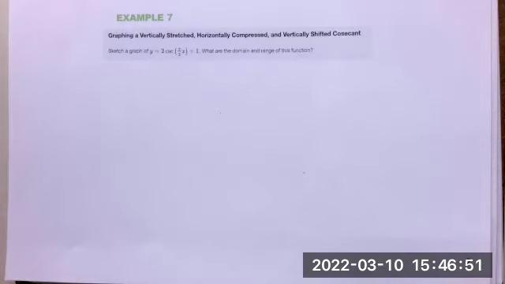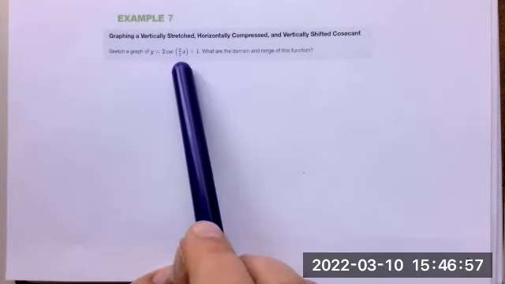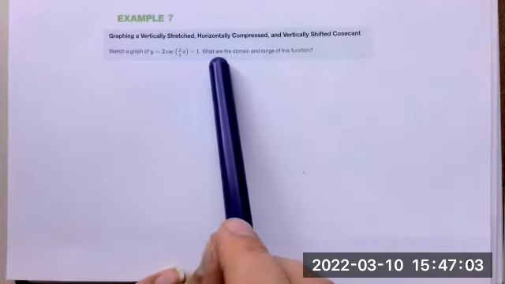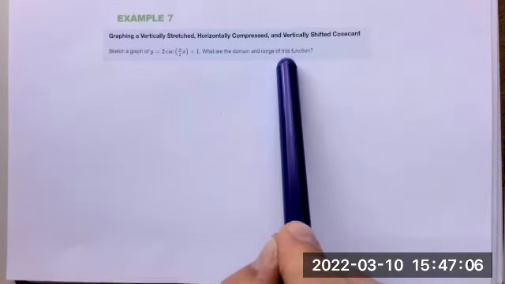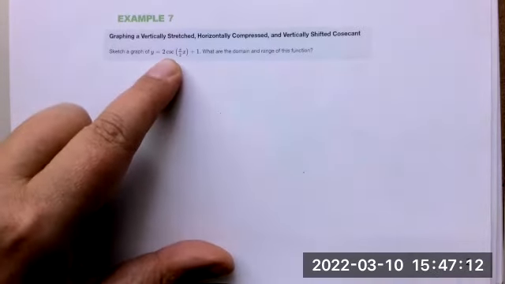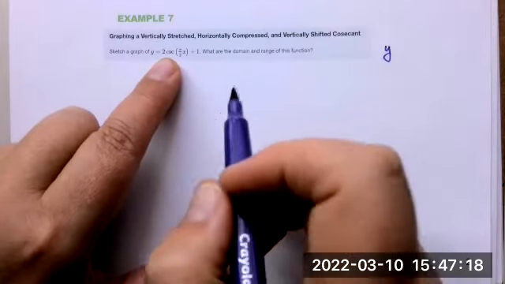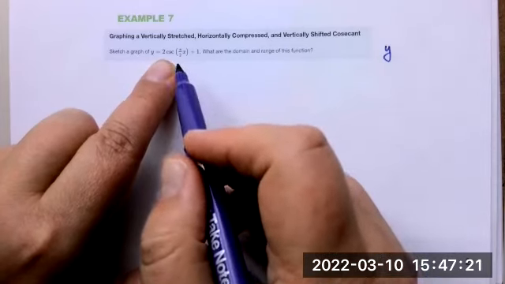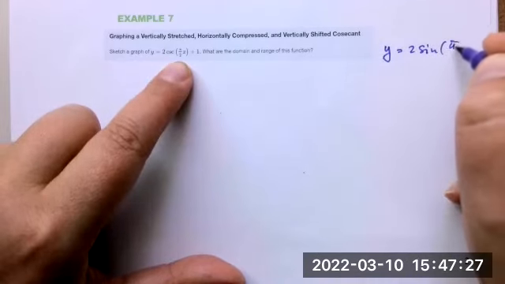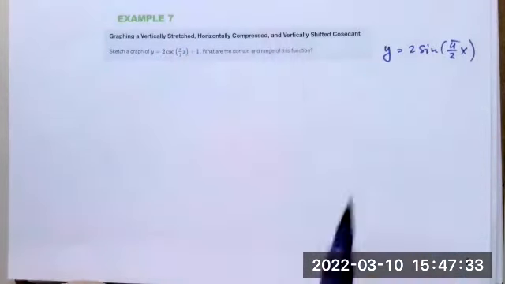And our last example in this section, we're going to sketch a graph of y equals 2 cosecant pi over 2x plus 1. It's also asking what are the domain and range of this function, after we graph it. Okay, so let's begin. We're going to graph the companion or guide function, which is a sine function. So it's going to be y equals 2 sine pi over 2x, without moving it up or down yet.